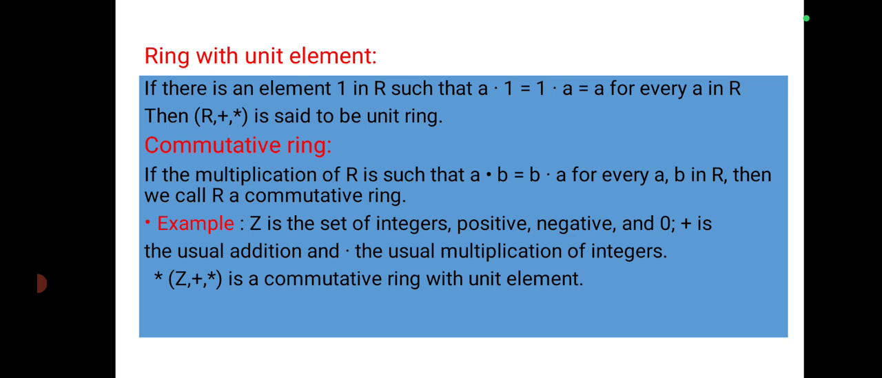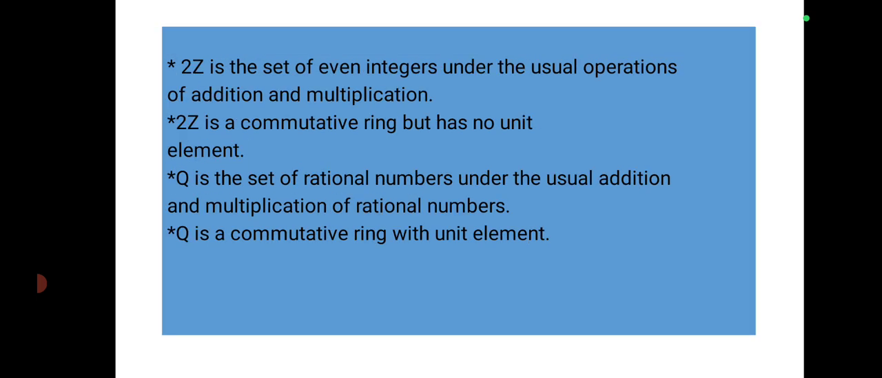Example, Z is the set of integers, positive and negative numbers, and 0 also belongs to the set of all integers, where plus is the usual addition and dot is the usual multiplication of integers. (Z, +, ·) is a commutative ring with unit element. Yes, 1 belongs to the set of all integers. The multiplicative identity belongs to the set of all integers.